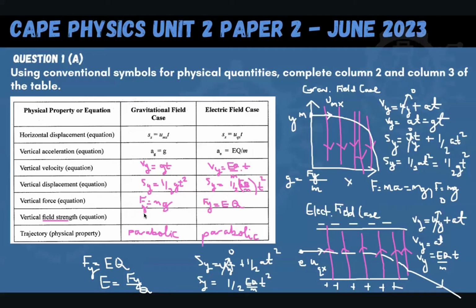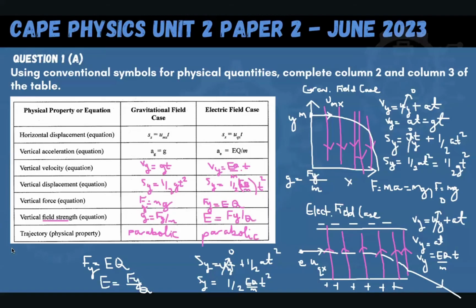So the gravitational field strength is g is equal to F in the y over the mass of the particle that's being projected. And then here, the electric field strength is going to be equal to the force in the y direction divided by the charge that's being projected, right? And so with that, we've completed this table. We're going to be relying on it throughout the rest of the question, but it's good that we've been able to complete it. 10 marks, done.